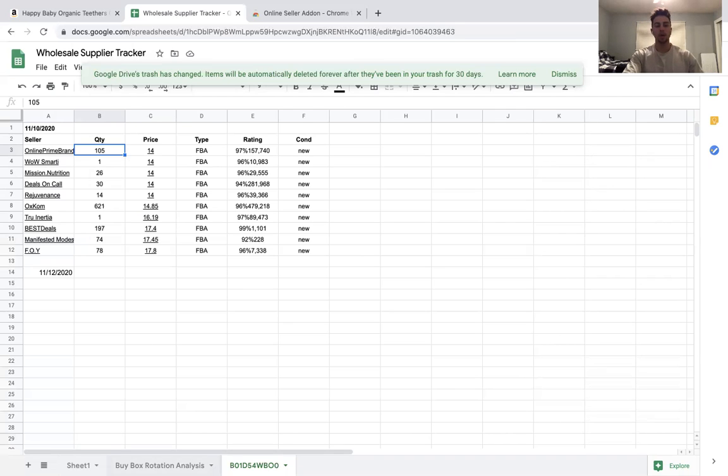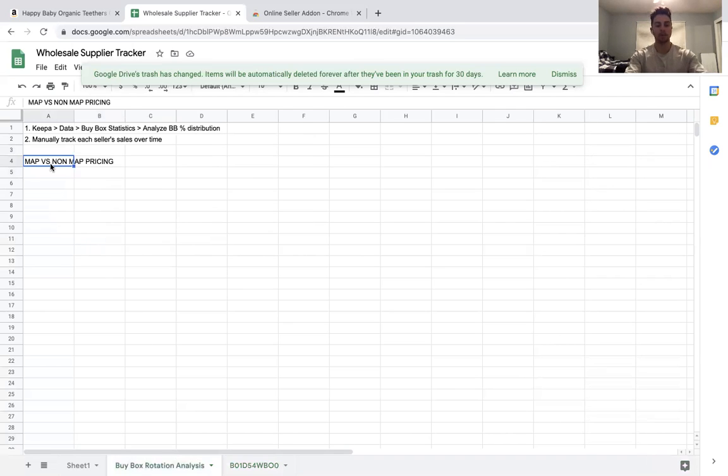And I want to jump over to this non-MAP versus MAP pricing. So real quick, I'm going to make another video about this in the future, but I want to touch on this for a moment because it is very tied in with this whole buy box rotational issue. If you have a lot of products with MAP pricing, you have to be careful, because MAP pricing is a mandated minimum advertised price by the company that you buy from, meaning that you cannot sell their products below a certain price on Amazon.